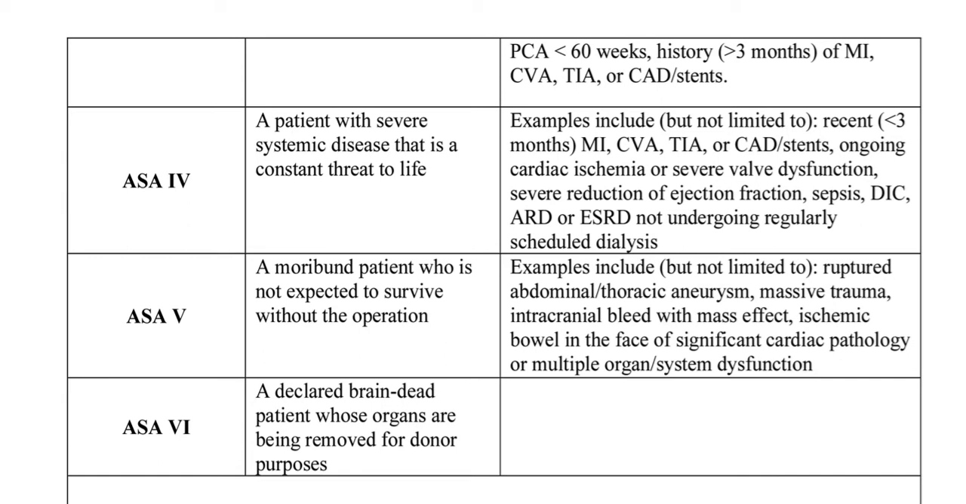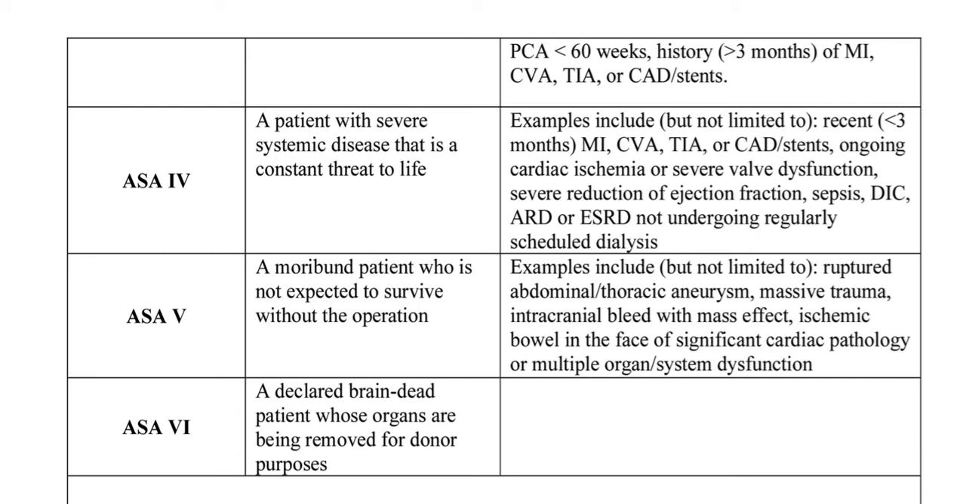Now ASA 6. A declared brain dead patient whose organs are being removed for donor purposes. So the patient is already brain dead and the organs are being removed for donor purposes. So this condition comes under classification 6. So these are the classifications.